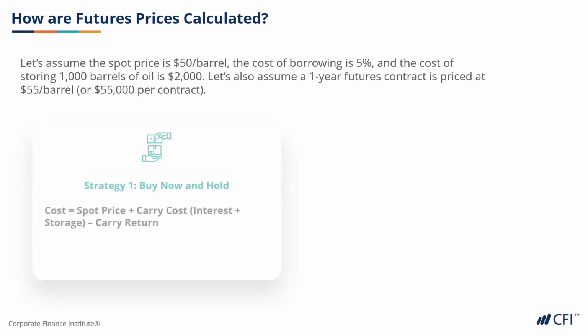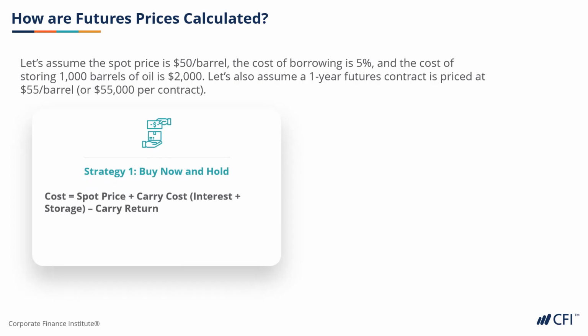Let's look at these 2 strategies. So strategy 1 is to buy now and hold. So the cost associated with this strategy is the spot price, which is $50 a barrel times 1,000 barrels, plus a loan of $50,000 or $50 times 1,000, but also times the 5%. We also have to add the storage cost of $2,000, but as already mentioned, there's no carry return, so we'll just put a 0 there. The cost of this strategy is therefore $54,500.